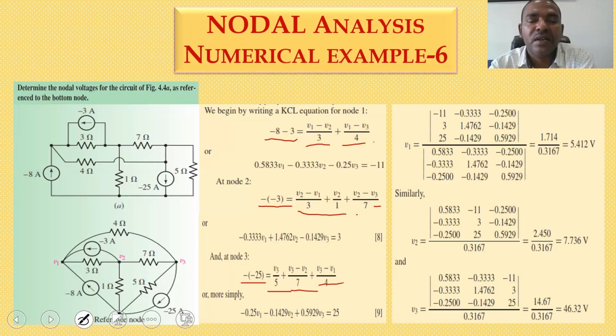So three equations, three unknowns. Go for Cramer's rule: delta, delta 1, delta 2, delta 3. You can get the determinants, so delta 1 by delta is V1, that is 5.412 volts. For V2, delta 2 by delta, that is 7.736 volts. And for V3, delta 3 by delta, you can get 46.32 volts. Like that, you have to go for the nodal analysis problems. Now we are going for the special case, the super node.